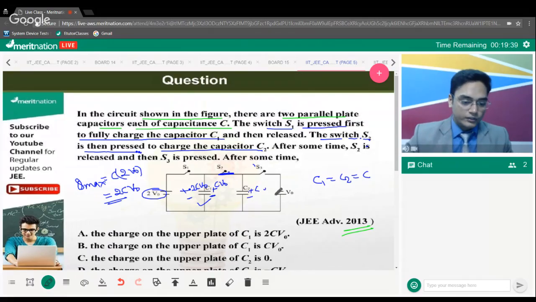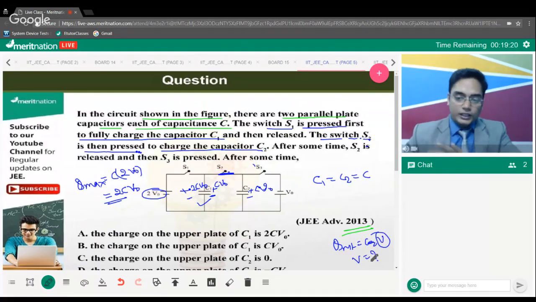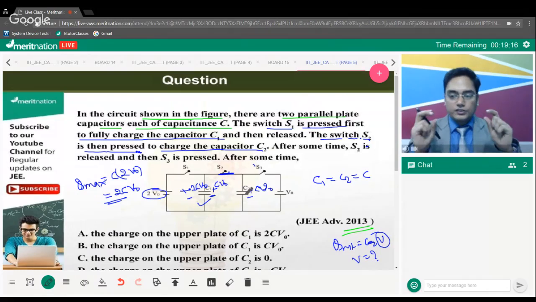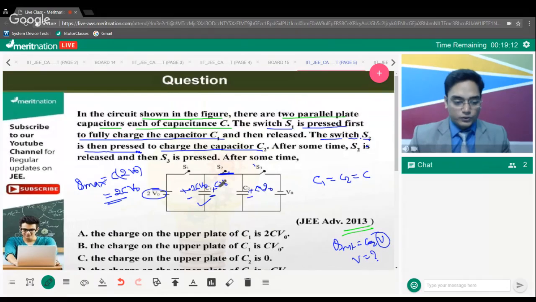This is a shortcut. Even if you want, you can solve this mathematically as well. For that, you assume a common potential V, with C equivalent, and apply the formula Q net is equal to C equivalent into V. You obtain V first and then obtain the charge. Using that, you will get the same result. Or you can apply the shortcut: if the capacitances are of the same value, the charge gets equally divided, so CV naught and CV naught.